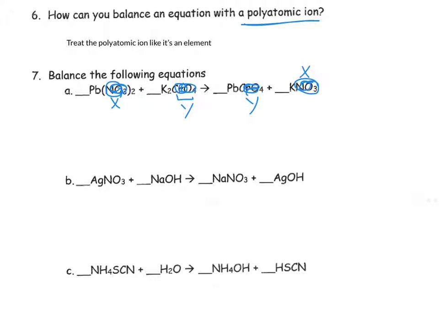Alright, so let's try this. I've got one lead on the left side and one lead on the right, one X on the left and one X on the right, two potassiums on the left and one on the right, so I know I need at least a 2 there. And then I've got one Y and one Y. So when I look at it, this is balanced. This is a 1 to 1 to 1 to 2 ratio.